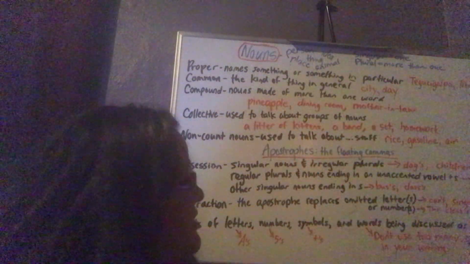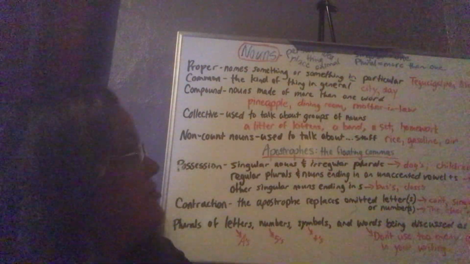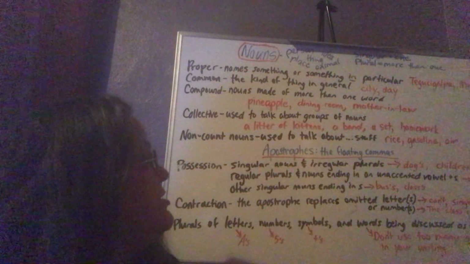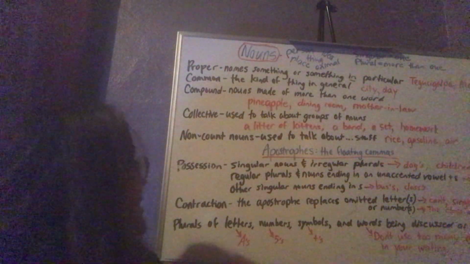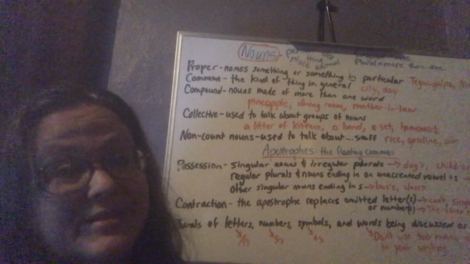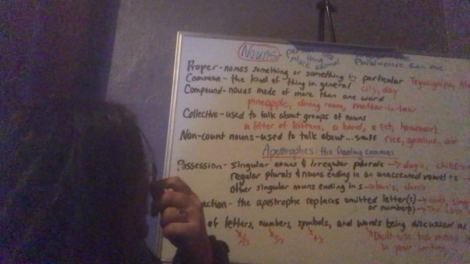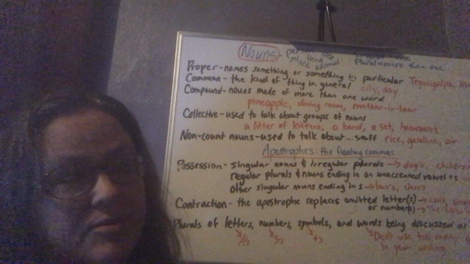Next, apostrophes, the floating commas. The word is apostrophe. This is how you spell it. A-P-O-S-T-R-O-P-H-E-S. It's a Greek word. Anyway, I know it's a Greek word because it has PH in it. Possession. Apostrophes can be used to form possessive nouns.